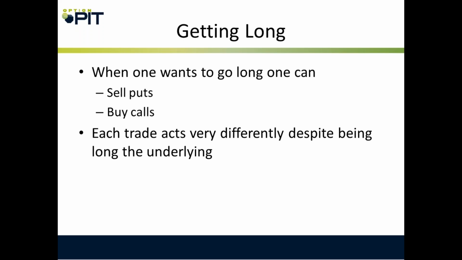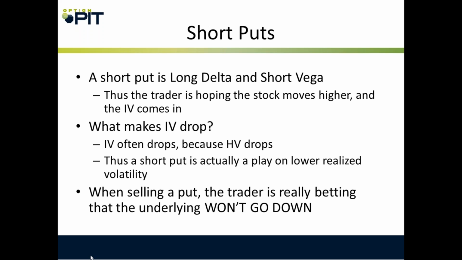So when you want to get long, there are two ways to get long. If I want to get long exposure to the underlying, I can buy calls or I can sell puts. They both create long exposure. But each trade acts very differently. A short put is long delta and short vega. Now, what is vega? Vega is another Greek that we look at. It is kind of how your position is going to move as volatility changes.